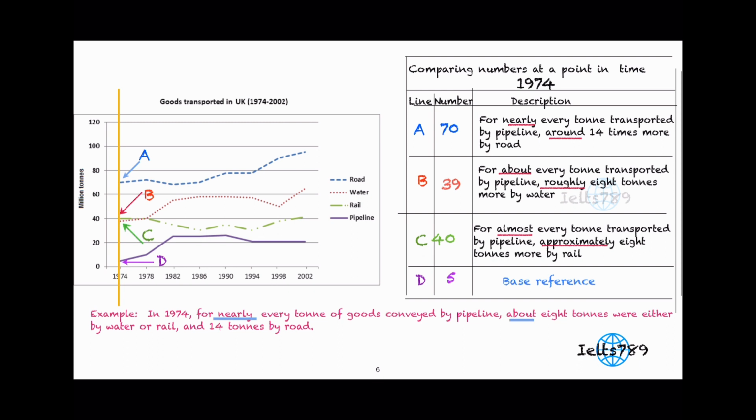In 1974, for nearly every ton of goods conveyed by pipeline, about 8 tons were either by water or rail, and 14 tons by road.